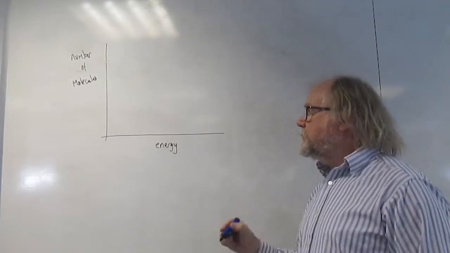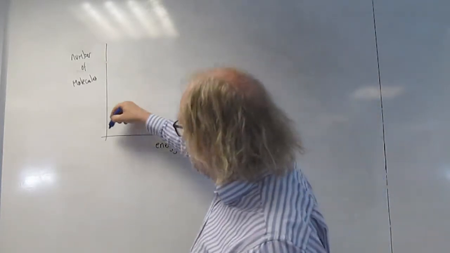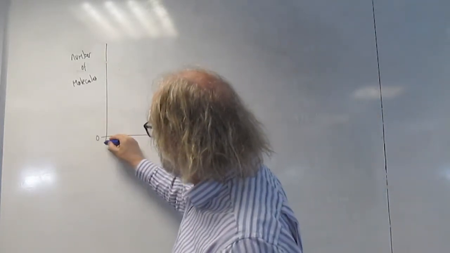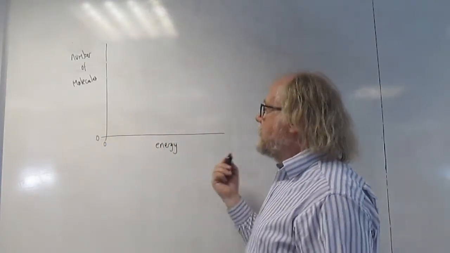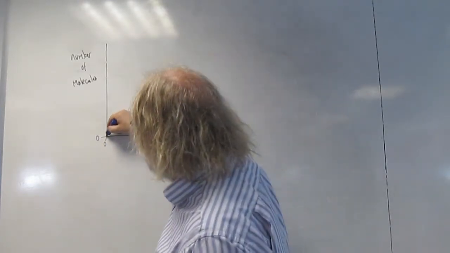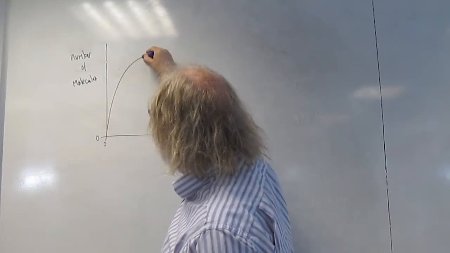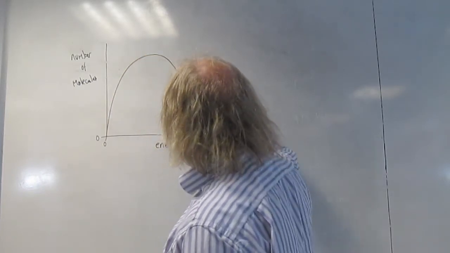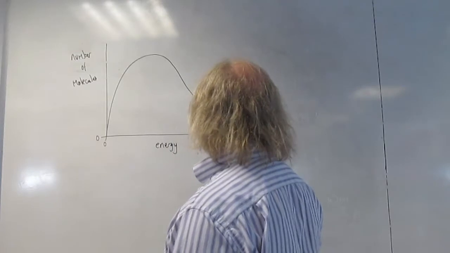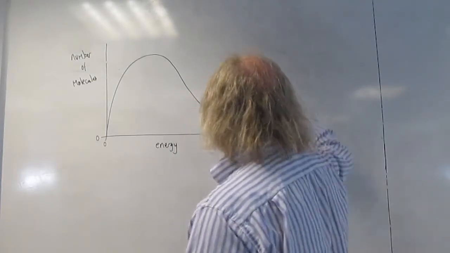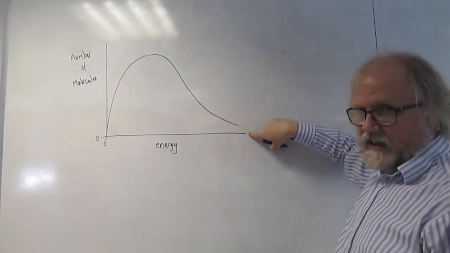And then the shape of a Boltzmann distribution, the important features are, first of all, it starts at 0, 0. In other words, 0 molecules have 0 energy, and it has a shape that rises to a peak and then comes down asymmetrically, so it comes down more gradually on that side, and you have to draw it so that it doesn't touch this axis.